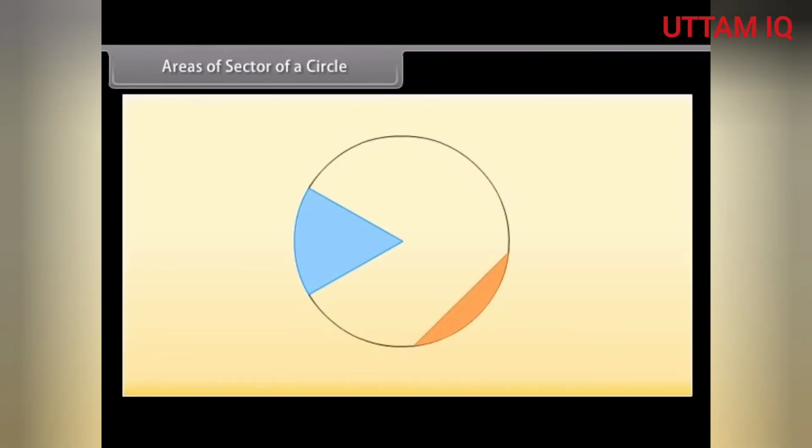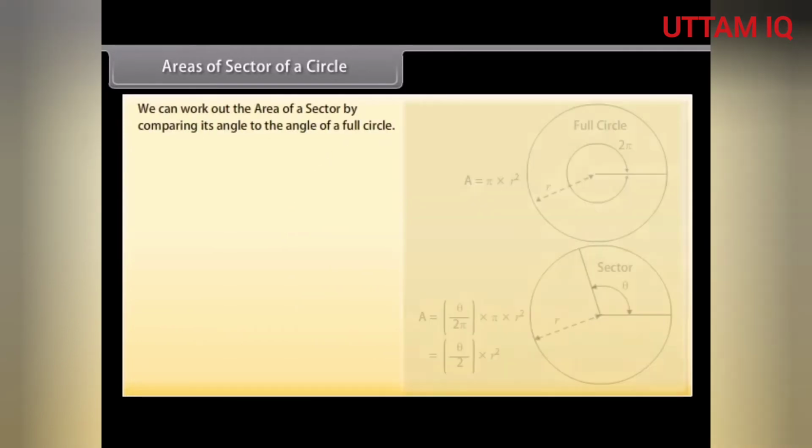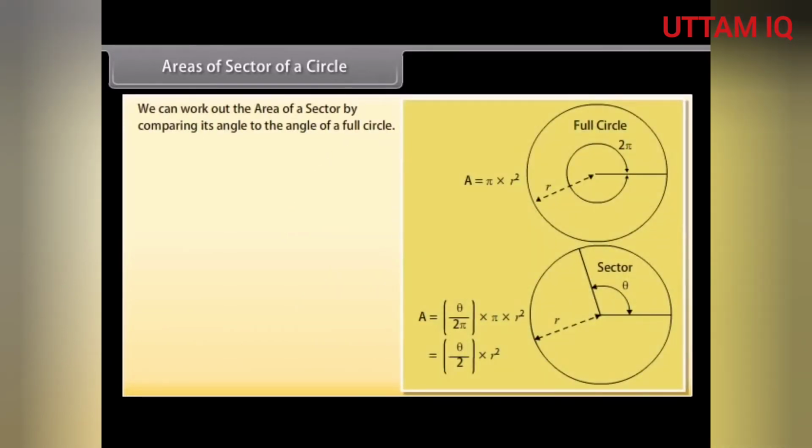Areas of sector of a circle. There are two main slices of a circle. The pizza slice is called a sector, and the slice made by a chord is called a segment. We can work out the area of a sector by comparing its angle to the angle of a full circle. A circle has an angle of 2 pi and an area of pi r square.